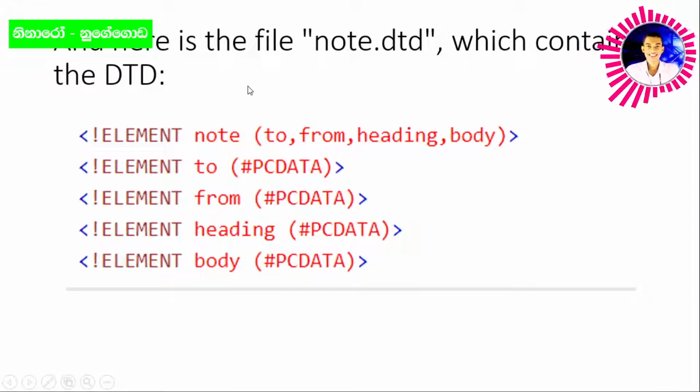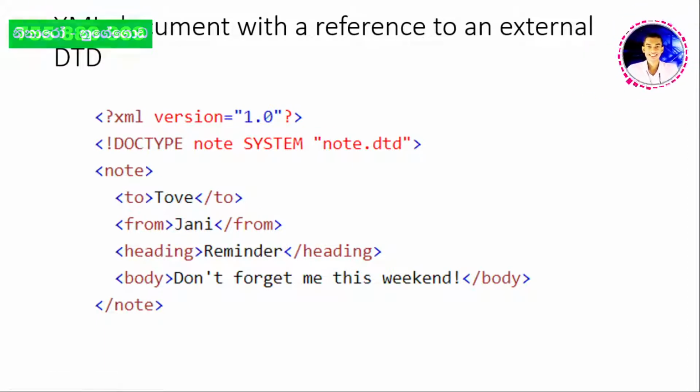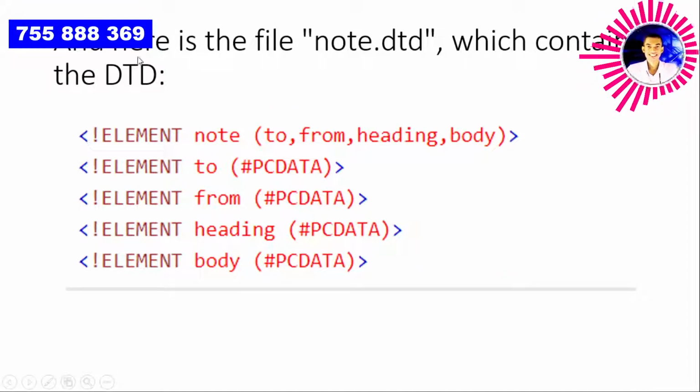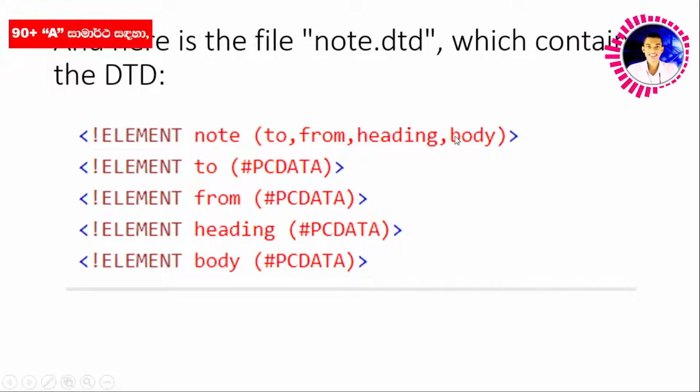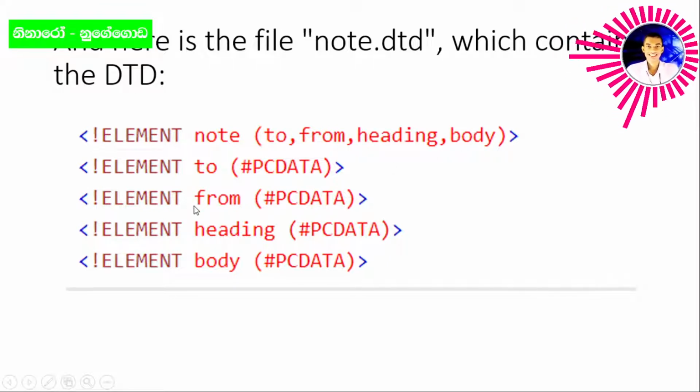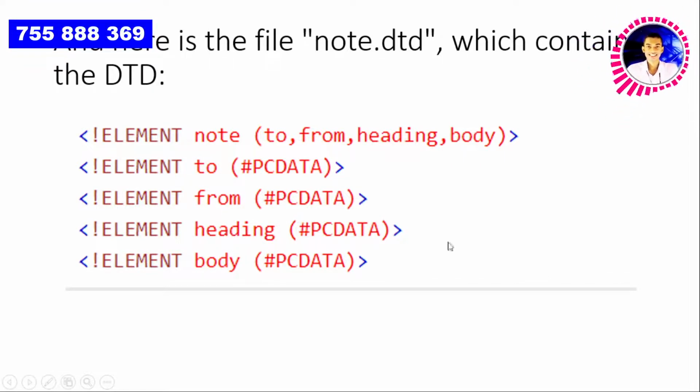After we embed it as an external reference, we will have to add the content. The content in the note.dtd file should be like this, same as the internal one. ELEMENT note with to, from, heading, body, all 4. Then after that, ELEMENT to, from, heading and body.